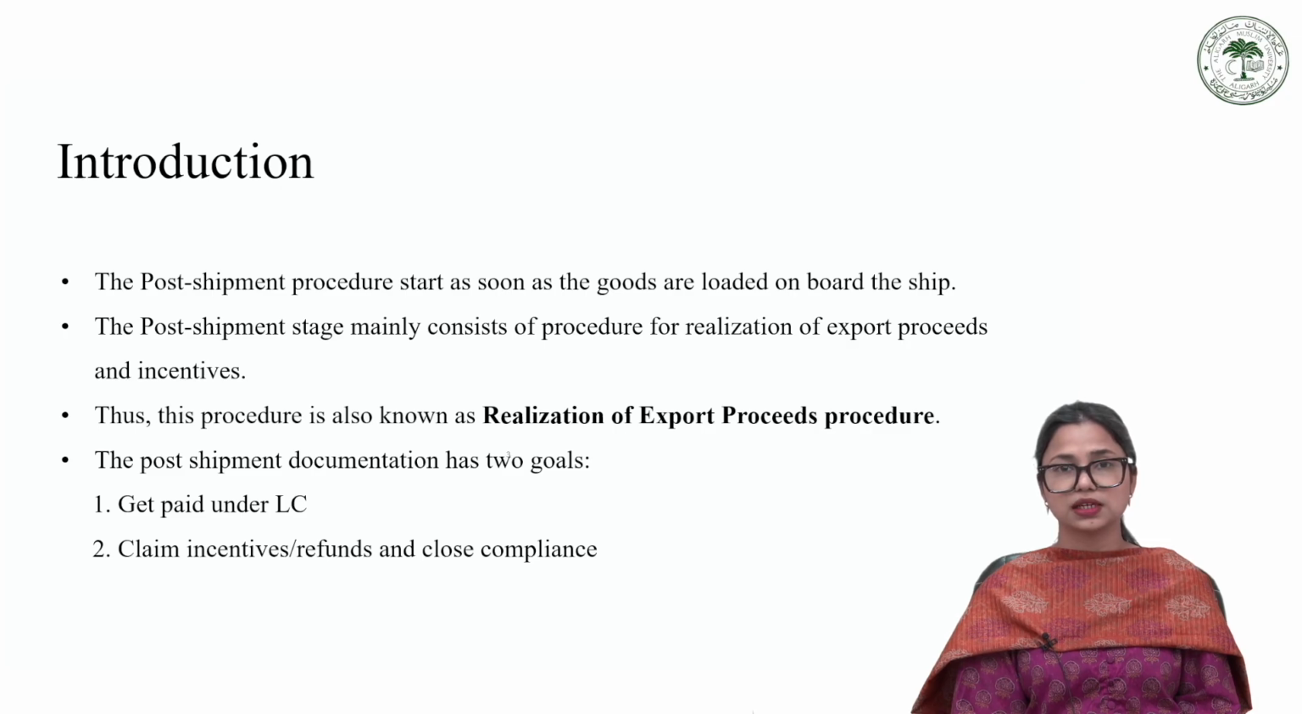The post-shipment stage mainly consists of procedures for realization of export proceeds and incentives. Export proceeds means the payment for the exported goods. Incentives are all the various schemes or benefits that an exporter can claim from the government according to the policy. Thus, we can also call this procedure the export realization and incentives procedure. This stage has two goals. The first is to get paid according to the agreement or as specified in the letter of credit. The second is to claim the incentives or refunds that an exporter is eligible for according to the policy and schemes of the government, and to close any compliance issues.